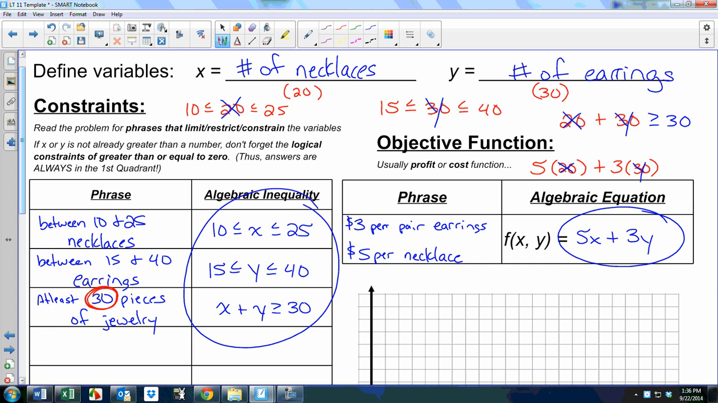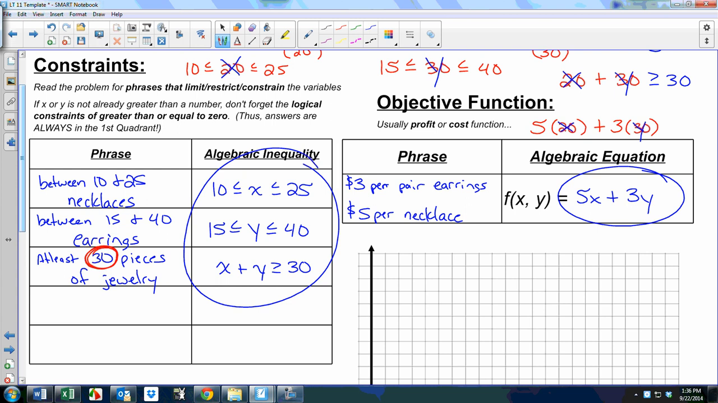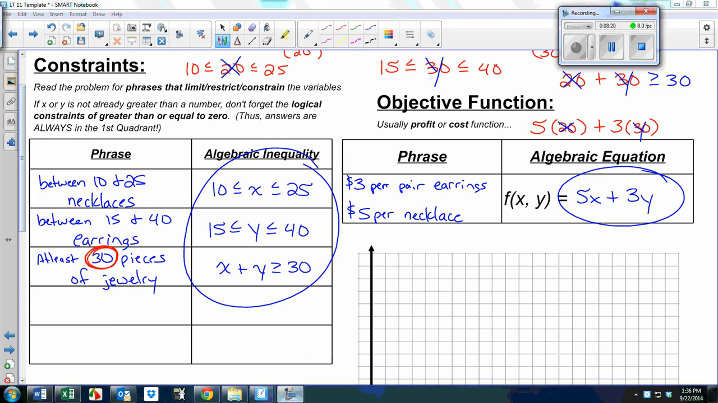One last thing before I do stop the video. Why are we not putting our logicals on this inequality? You put logicals, which mean X is bigger than 0, Y is bigger than 0, if there's not already one that says that. So look at your first one: 10 is smaller than X, which is smaller than 25. Does that mean X has to be bigger than 10? Then you don't need X is bigger than 0 because it's already covered. Your second inequality tells you Y has got to be bigger than 15 already, so you don't need a Y is bigger than 0. All right, so I'll stop the video and we'll finish it in class.